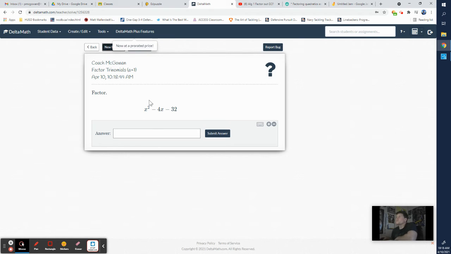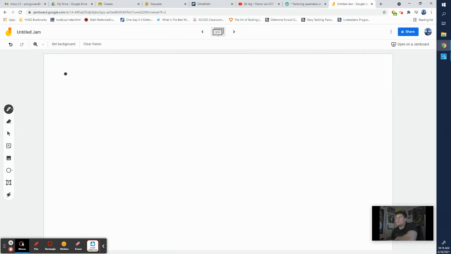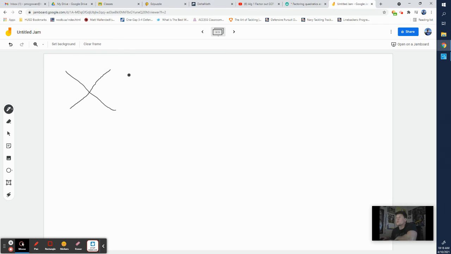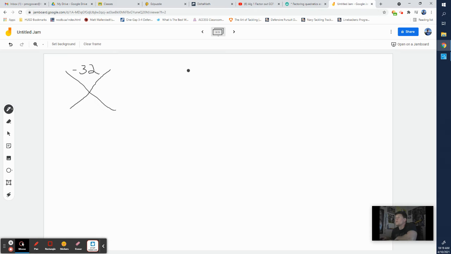X squared minus 4x minus 32. Good, we've got negatives. I know most people don't like negatives, but hey, negatives are part of life. We said negative 32 is our constant, so that goes on top, negative 32. This is what we're going to multiply to try to get to it. And then on the bottom, we said negative 4. So we want to add to try to get negative 4.